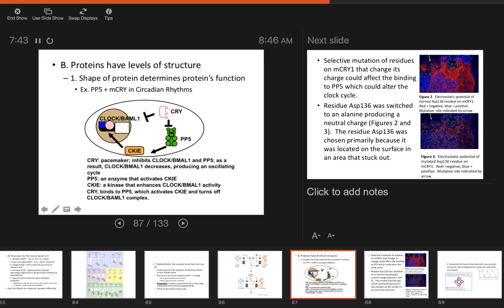So why is this important? I told you that the shape of a protein determines its job or its function. So I'm going to tell you a little bit about my research. I was looking at a molecule called PP5 in circadian rhythms. If you don't know what a circadian rhythm is, it's your 24-hour biological clock. Every organism pretty much has a circadian rhythm, even plants.